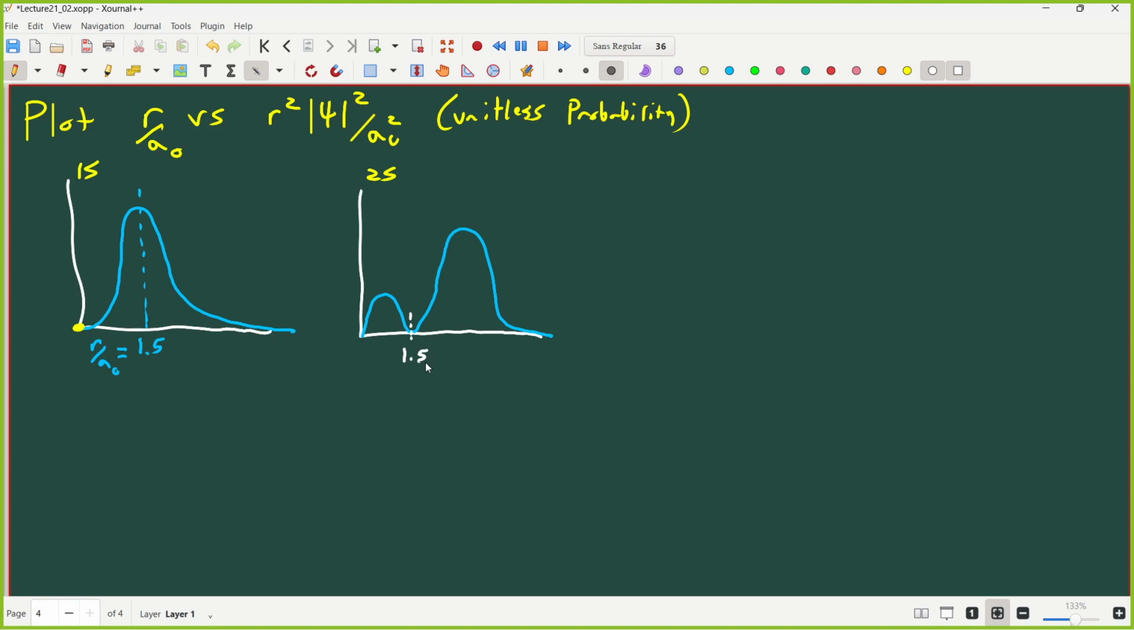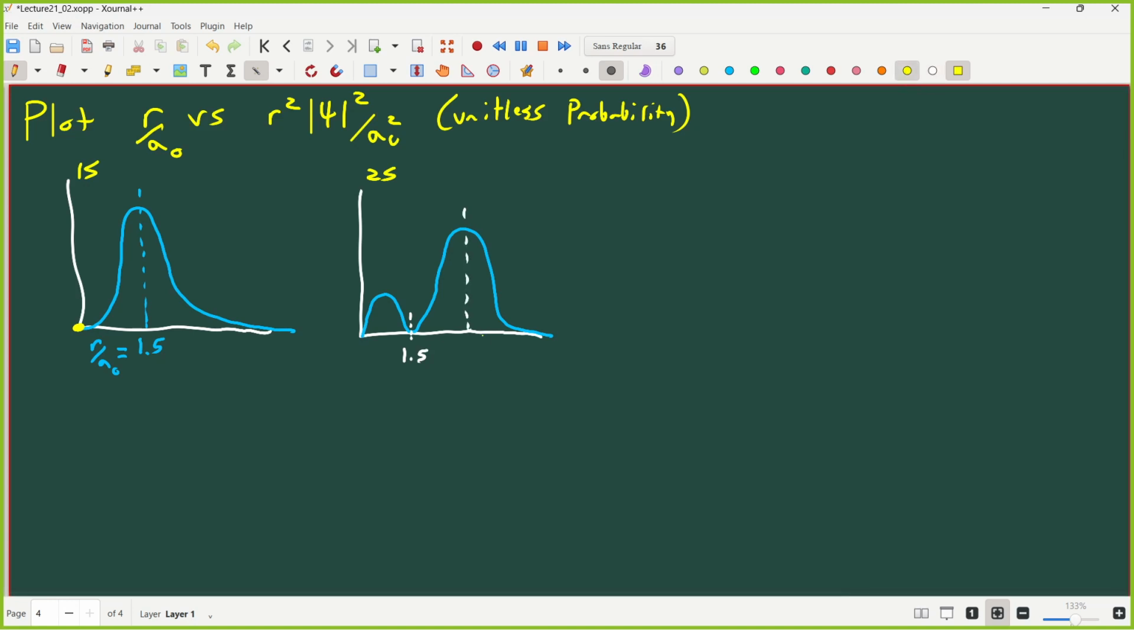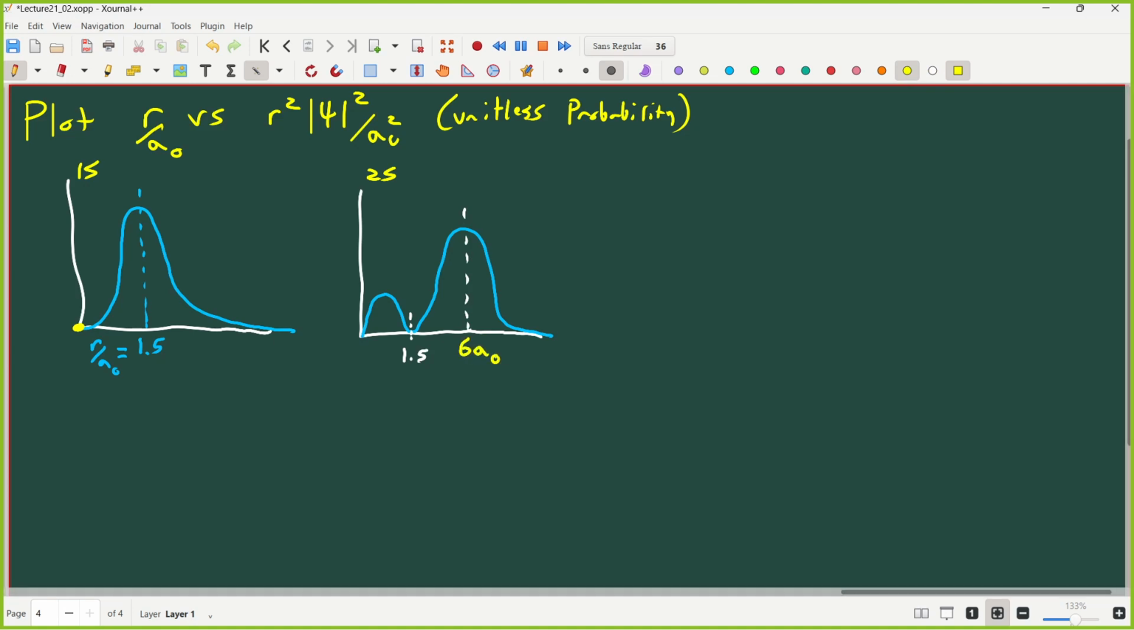So this is 3 halves n squared. So this is 4 times 3 halves. That's 12 halves. That's 6. So this peak right here is at 6 a naught. Right? So the electron is continuously getting further and further away as n goes up. It keeps pushing itself further and further away.